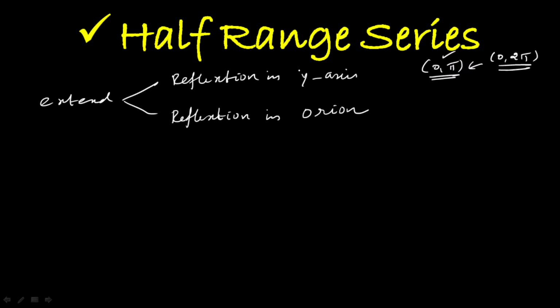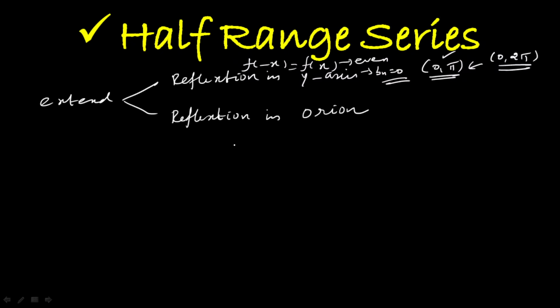Suppose we extend the function f of x by reflecting it in the y-axis, so what do we get? f of minus x is nothing but f of x, which means the extended function is an even function. So if it is an even function, what is the result? We know that the value of bn becomes 0.